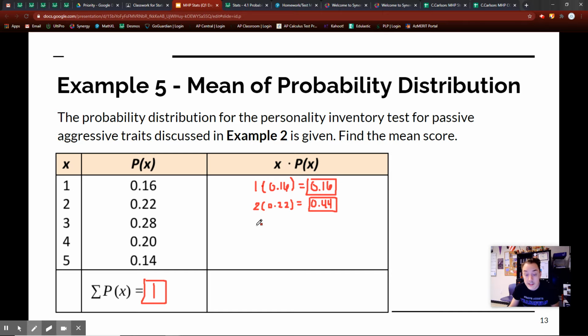Now let's continue. 3 times 0.28, its corresponding probability. When I get this, this should equal 0.84. And then this is 4 times 0.20. This should just be 0.80.